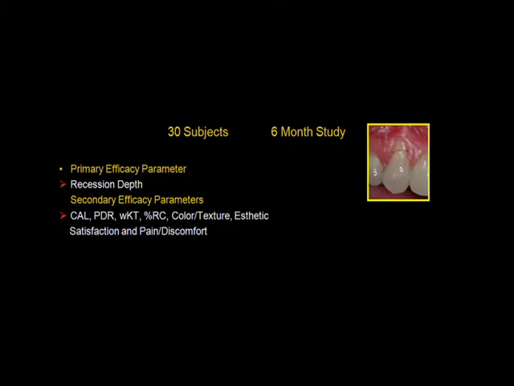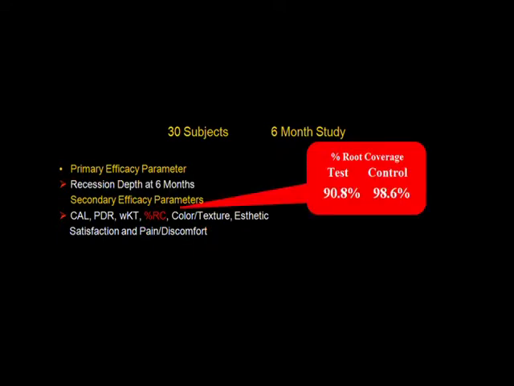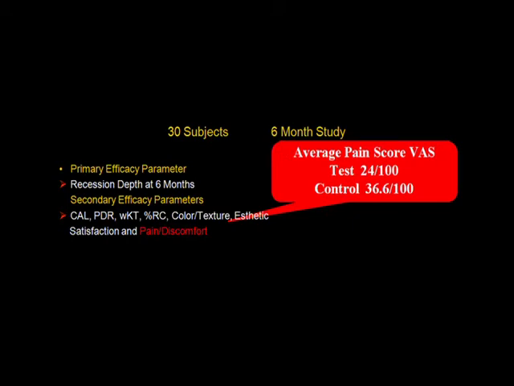A primary efficacy parameter was recession depth. Secondary efficacy parameters: clinical attachment level, probing pocket depth, width of keratinized tissue, percent root coverage, color, texture, aesthetic satisfaction, and pain and discomfort. And at 6 months, the only factors that had any statistical difference were recession depth, percent root coverage, and pain and discomfort. And again, recession depth and percent root coverage are the same thing, just expressed in a different way. At 6 months, the connective tissue graft achieved 98% root coverage. The coronally advanced flap with the PDGF achieved 91% root coverage, again in the high end of the expected range. And the pain and discomfort came out in favor of the test graft, as you might imagine, because there's no donor site.